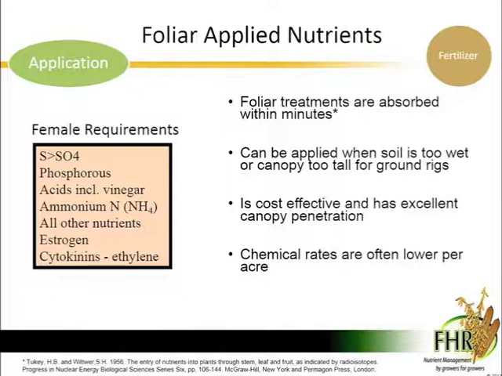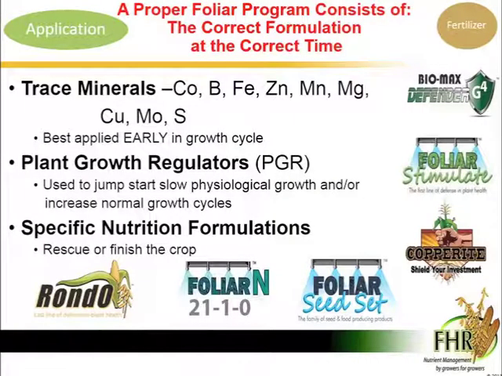Remember, when we're in female, we'll go back to this: SO4, phosphorus, vinegar, ammonium, all the other elements, estrogen, cytokines, ethylene. Those are all critical things to look at. Some of the things that we have in our proprietary product line is our Defender product, which is copper, boron, iron, zinc, manganese, magnesium, copper, molybdenum, sulfur, and then there's nickel as well. And these are critical things to be able to put into that program when you're trying to raise that crop.